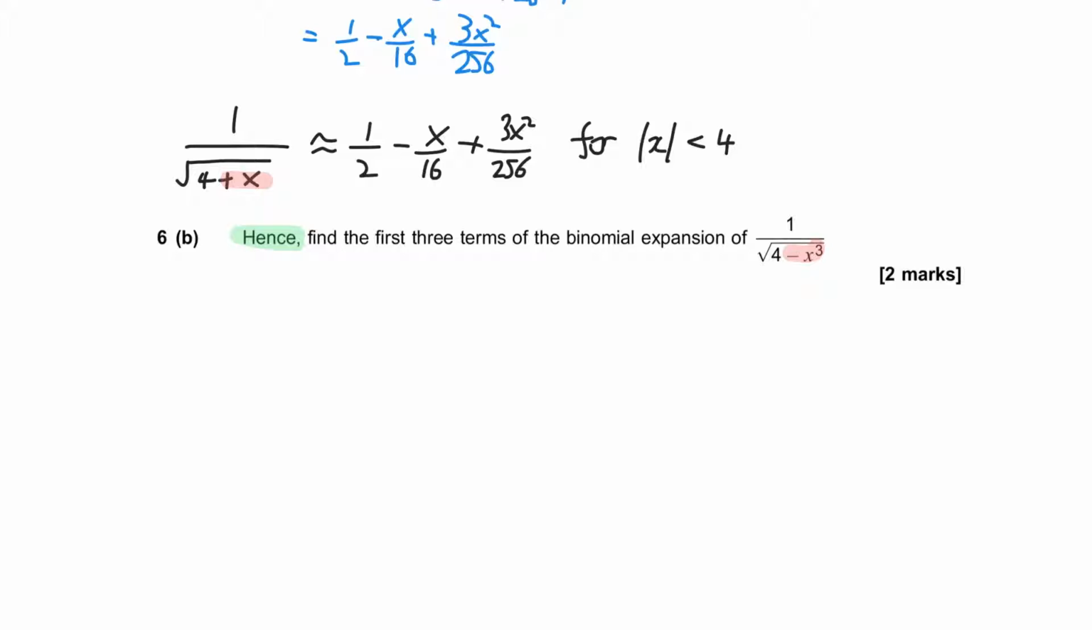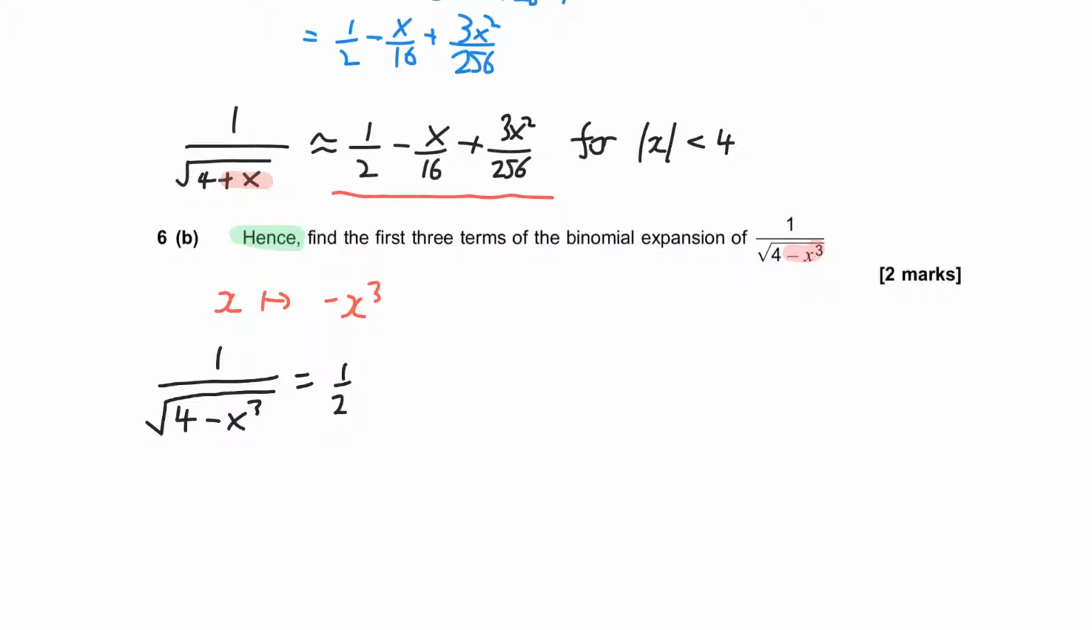So we're going to do the substitution, or the replacement if you like, of the x in our original expansion being replaced with negative x cubed. So we're going to go through our quadratic expansion and replace each x with negative x cubed. The first term is just a half, and that's independent of x, so it just stays as 1/2. Negative x over 16.